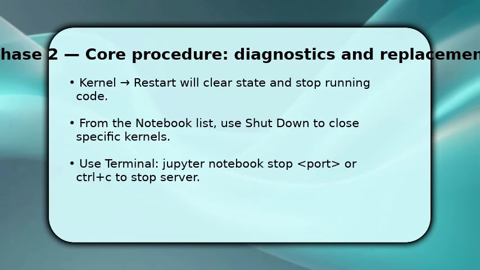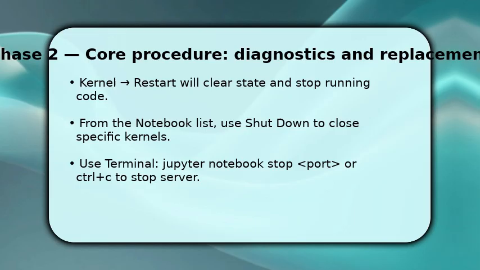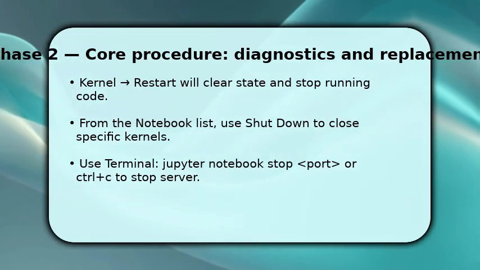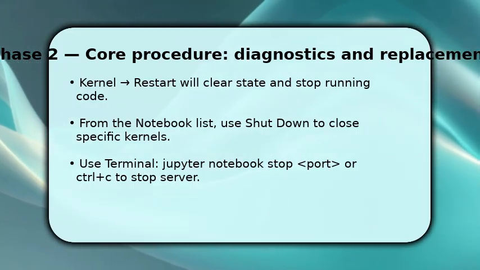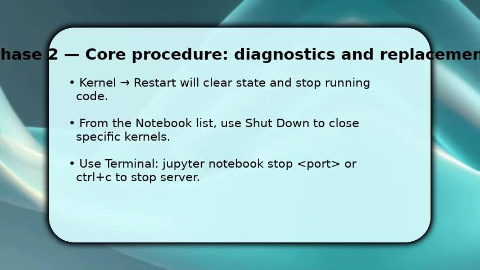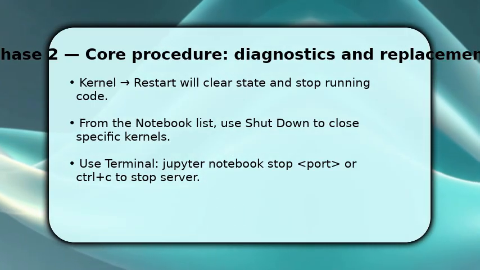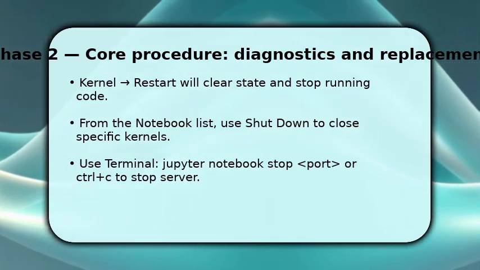Choose Kernel > Restart to clear state and halt execution, which solves hung loops. Next, go to the Jupyter dashboard, find the Running tab, and click Shut Down on the specific notebook kernel to terminate it gracefully. For stubborn servers, switch to the terminal where you started Jupyter and press Ctrl+C once or twice, or run jupyter notebook stop and specify the port. These steps free the CPU.